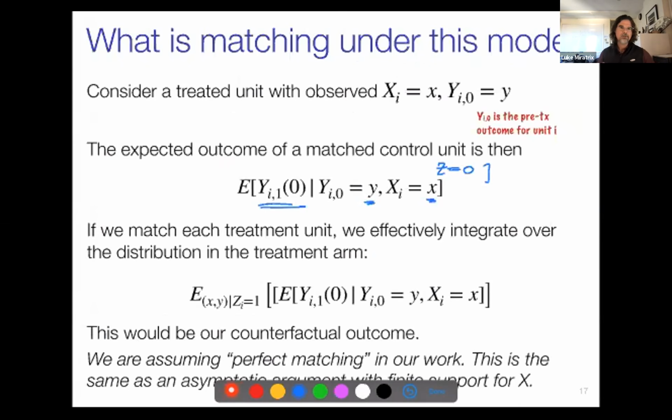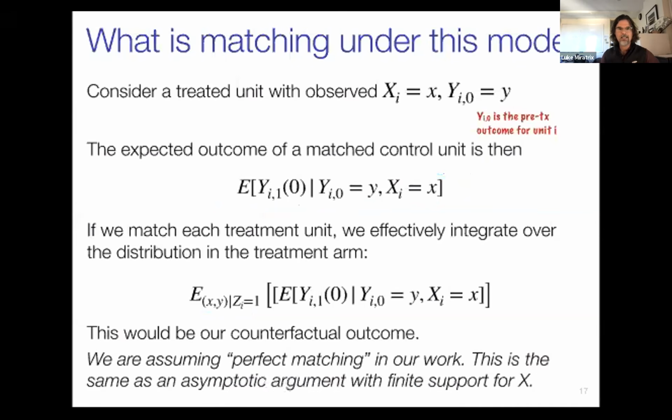And if we do that for every single one of our treated units, so for every unit in our treated group, we find a matched control, and we're assuming we can match perfectly for the moment, then we would just integrate this quantity over the distribution of x and y in the treated group. So we integrate over the distribution of covariates and pretreatment outcomes for our treated group. For each of those values, we figure out the expected outcome for a matched control, and we get our overall value, which is this second equation. That would be our counterfactual outcome after matching. And we're assuming perfect matching in our work.